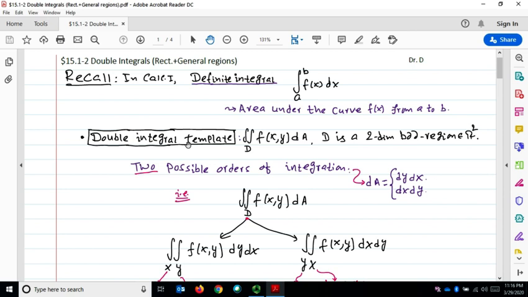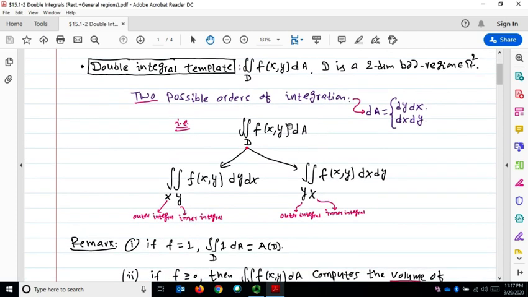Now, in a similar manner, we can define a double integral for a function of two variables defined on a bounded region. So the double integral template is the double integral of f(x,y) over D with respect to dA, where D is a two-dimensional bounded region. This dA is an area element, so dA equals either dy dx or dx dy. So there are two possible orders of integration to evaluate the double integral.